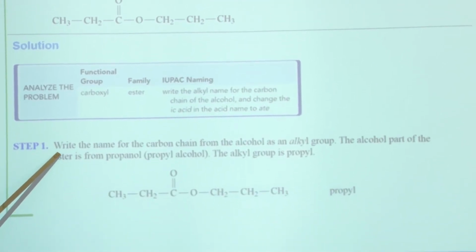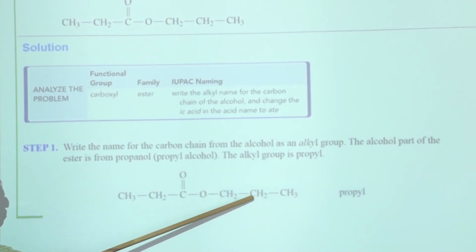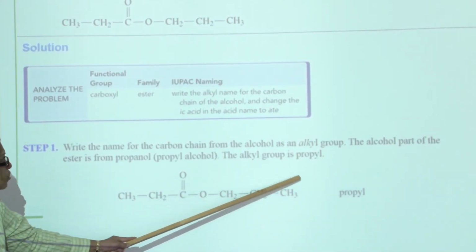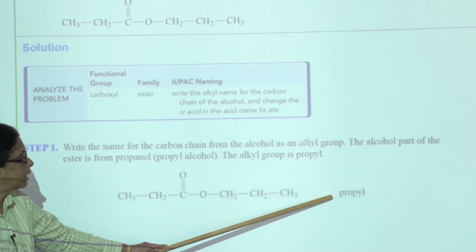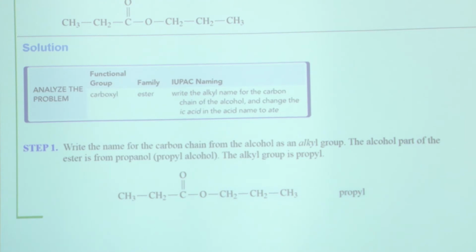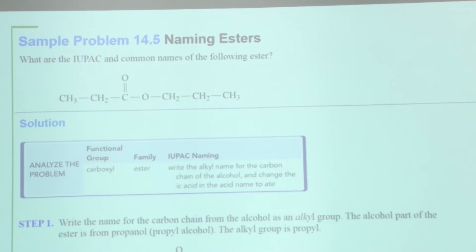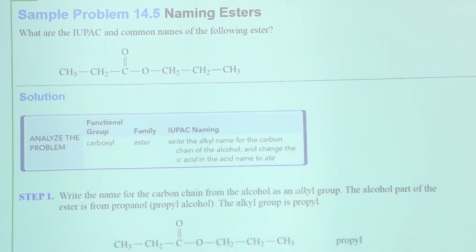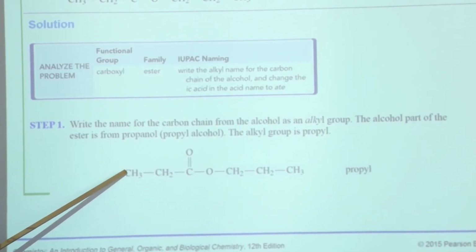So here, write the name of the carbon chain from the alcohol as alkyl. 1, 2, 3. This is your alcohol. So propanol, propyl. That's where the alkyl part comes from. Propyl alcohol, propanol. And propyl, they have not completed that. We have to complete this.